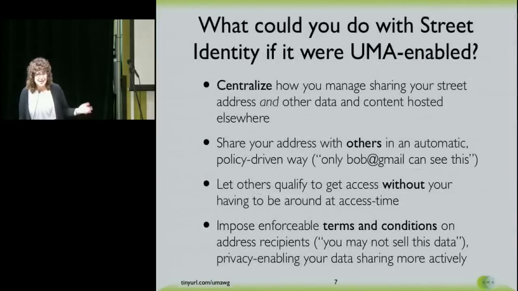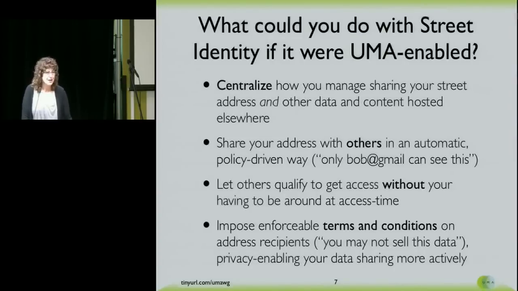So what could you do with the street identity use case if it were UMA enabled? A lot of people have said to us, well, why are you doing this UMA thing when OAuth's right there? And we like OAuth. We're using OAuth quite a lot. We're actually embedding it in several places in our protocol. But here are things that you may want to do when it comes to true access management that you can't do with a self-authorizing function that OAuth provides.